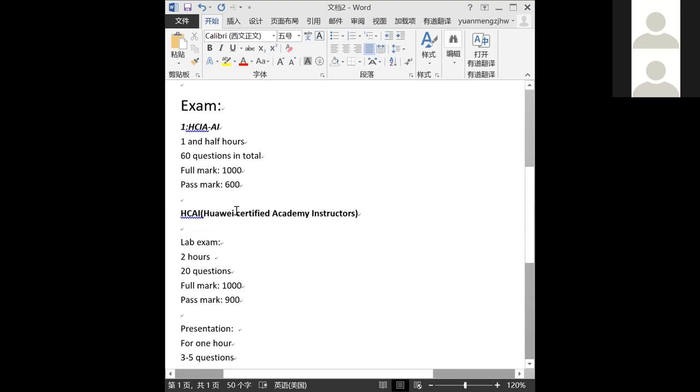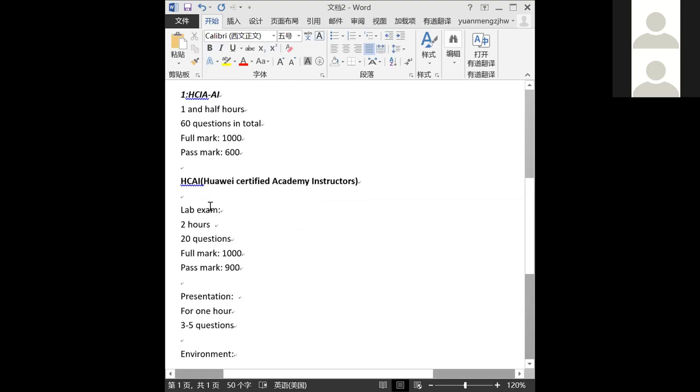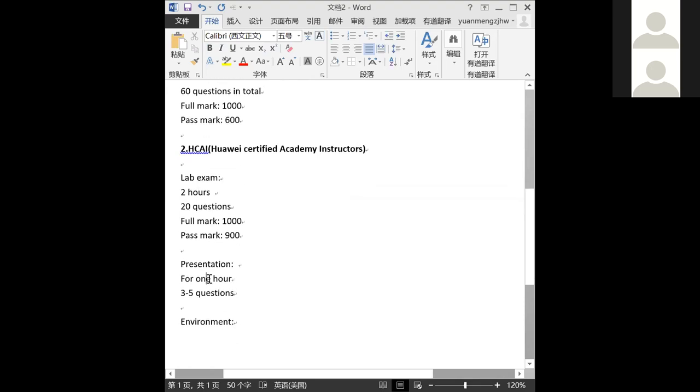So after the training session, you need to pass these 2 exams, maybe 1 or 2 weeks later. Any question about these 2 exams? So actually there are 3 exams. The first is the certification exam, and the second is the lab exam, and the last one is a presentation. Give a presentation for about 1 hour, any topic about AI, and then you will be asked 3 to 5 questions. And so that's all for the exam.